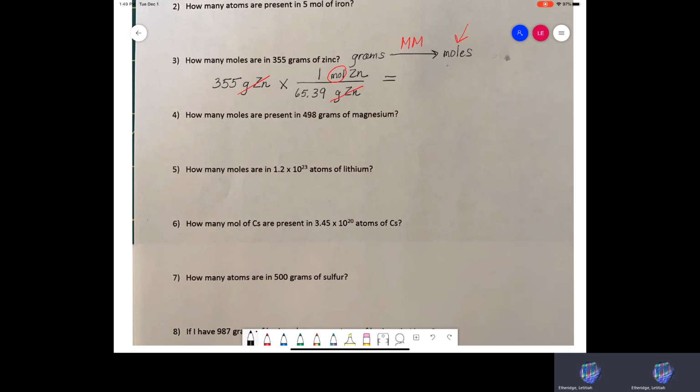Take 355, divide it by 65.39. That should give you the number of moles. So if you calculate it properly, your answer should be 5.43 moles of zinc. Please do not forget the units. All right, and that's the work through for problem 3.